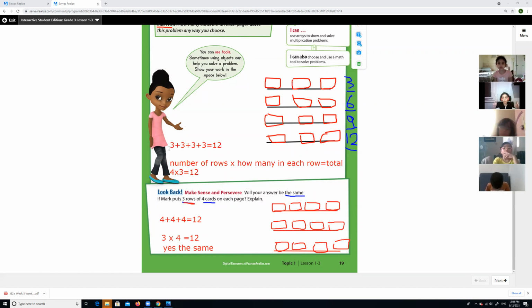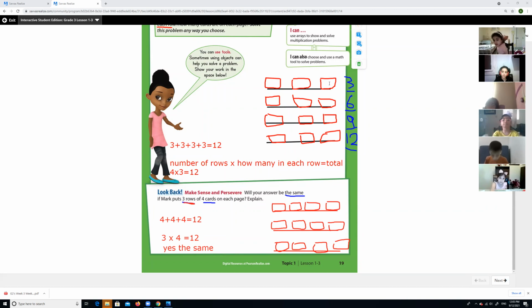So I give you a rule to write a multiplication equation for array. The rule is number of rows times how many in each row. So what is the number of rows here, Judy? This is row. How many rows? 1, 2, 3, 4. Excellent. So I wrote number of rows is 4 times. Now, how many in each row? How many cards in each row? 3. So the equation is 4 times 3 equal 12.